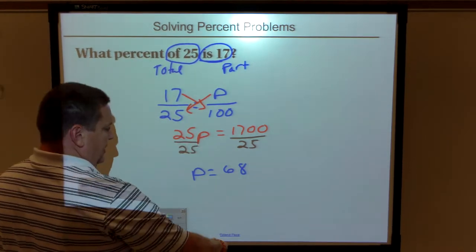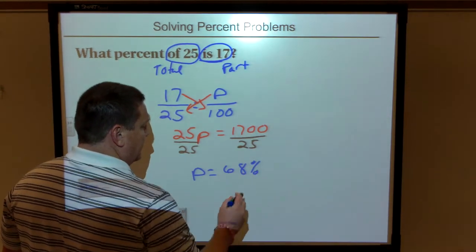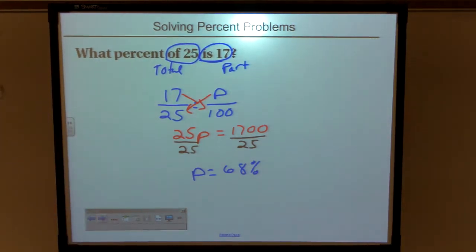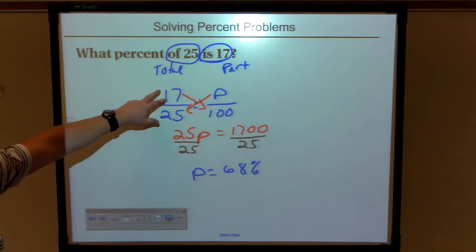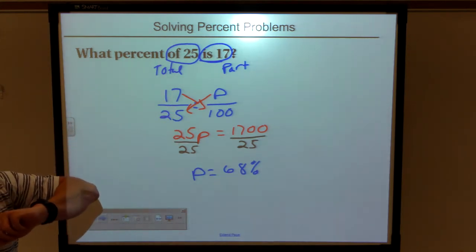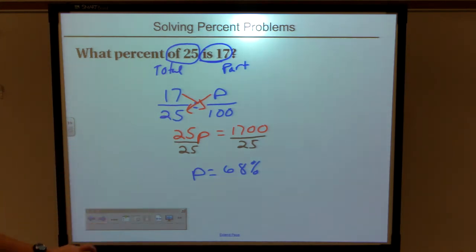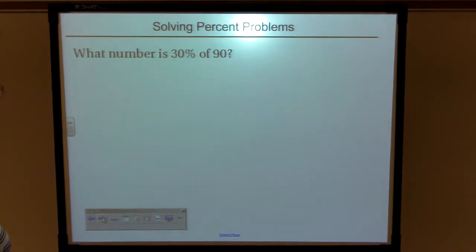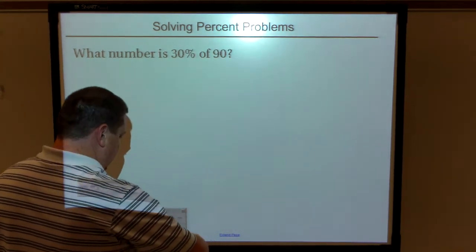Since we're solving for the percent side over here, we can go ahead and put a percent symbol on there, so 68%. So it's kind of like if you had 17 questions out of 25 questions correct, that would be a 68%. What number is 30% of 90?